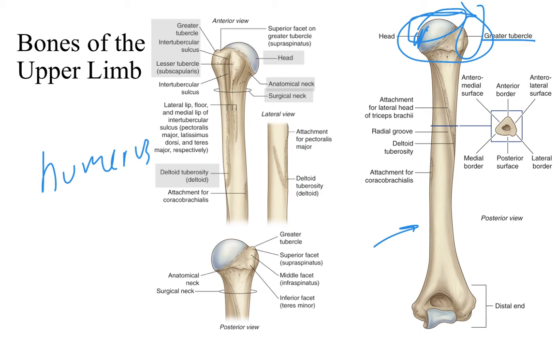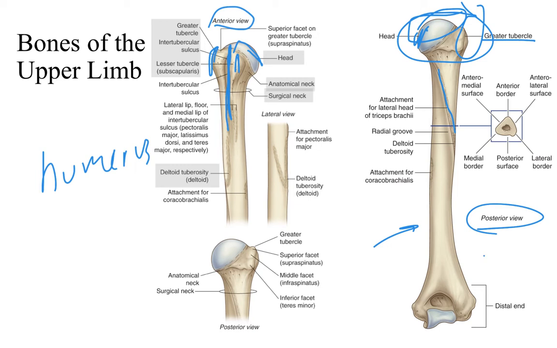How do we tell the difference between an anterior view and a posterior view? Well, here's the head, medial. Here is the greater tubercle, lateral. If we see the lesser tubercle and the intertubercular groove, or intertubercular sulcus, then we know we are in the anterior part of the bone. All right, just looking at the proximal end. If we don't see the lesser tubercle and the intertubercular groove, and we see instead the attachment for the lateral head of triceps, then we know we're in a posterior portion.